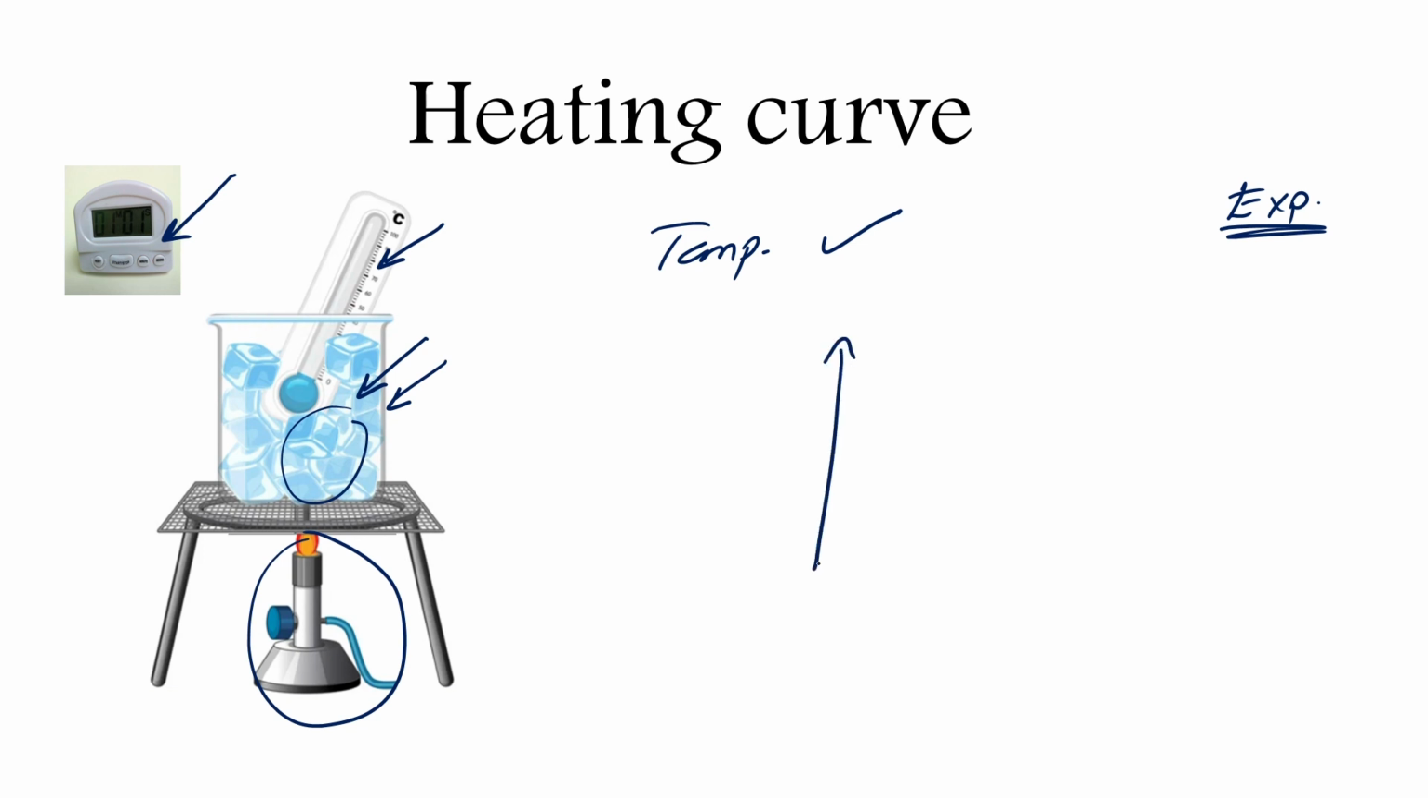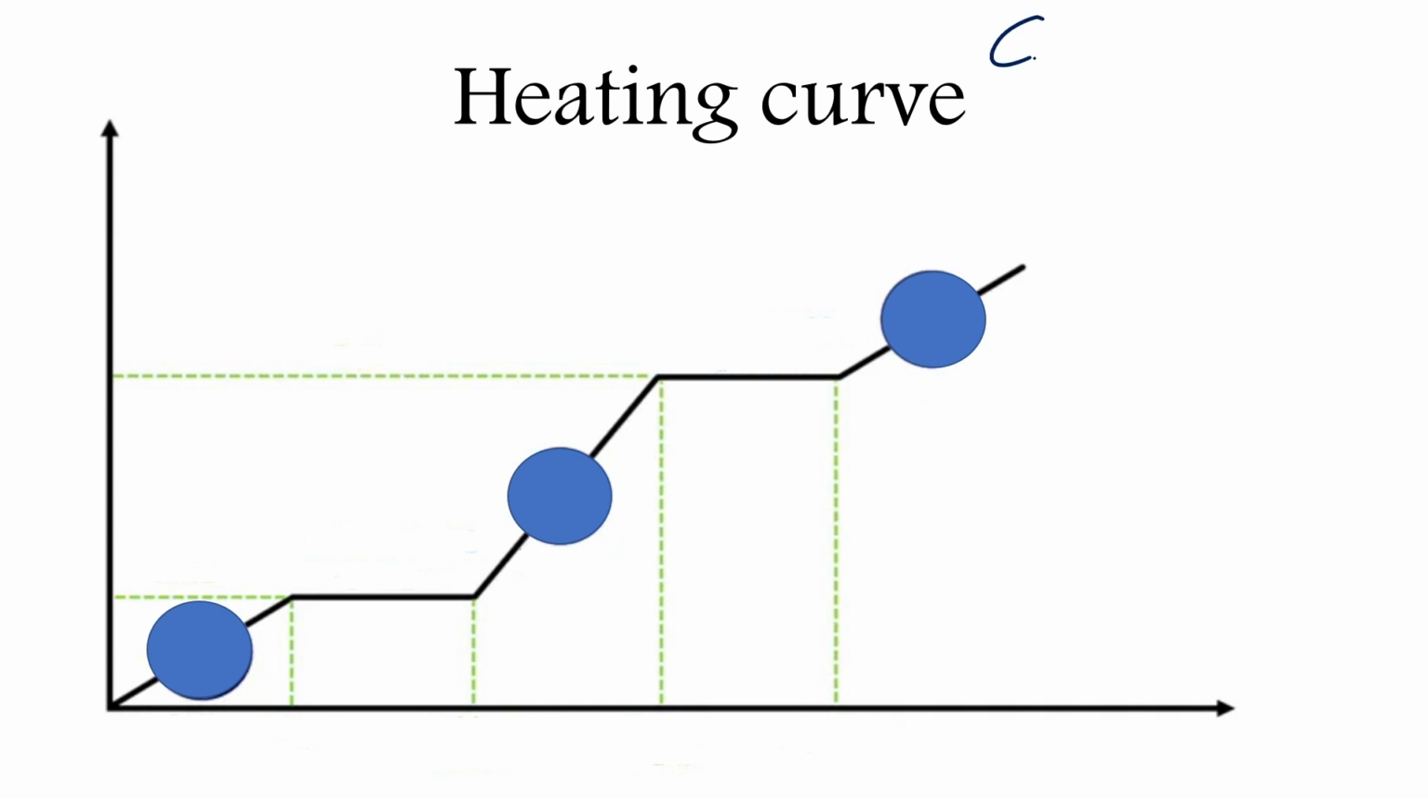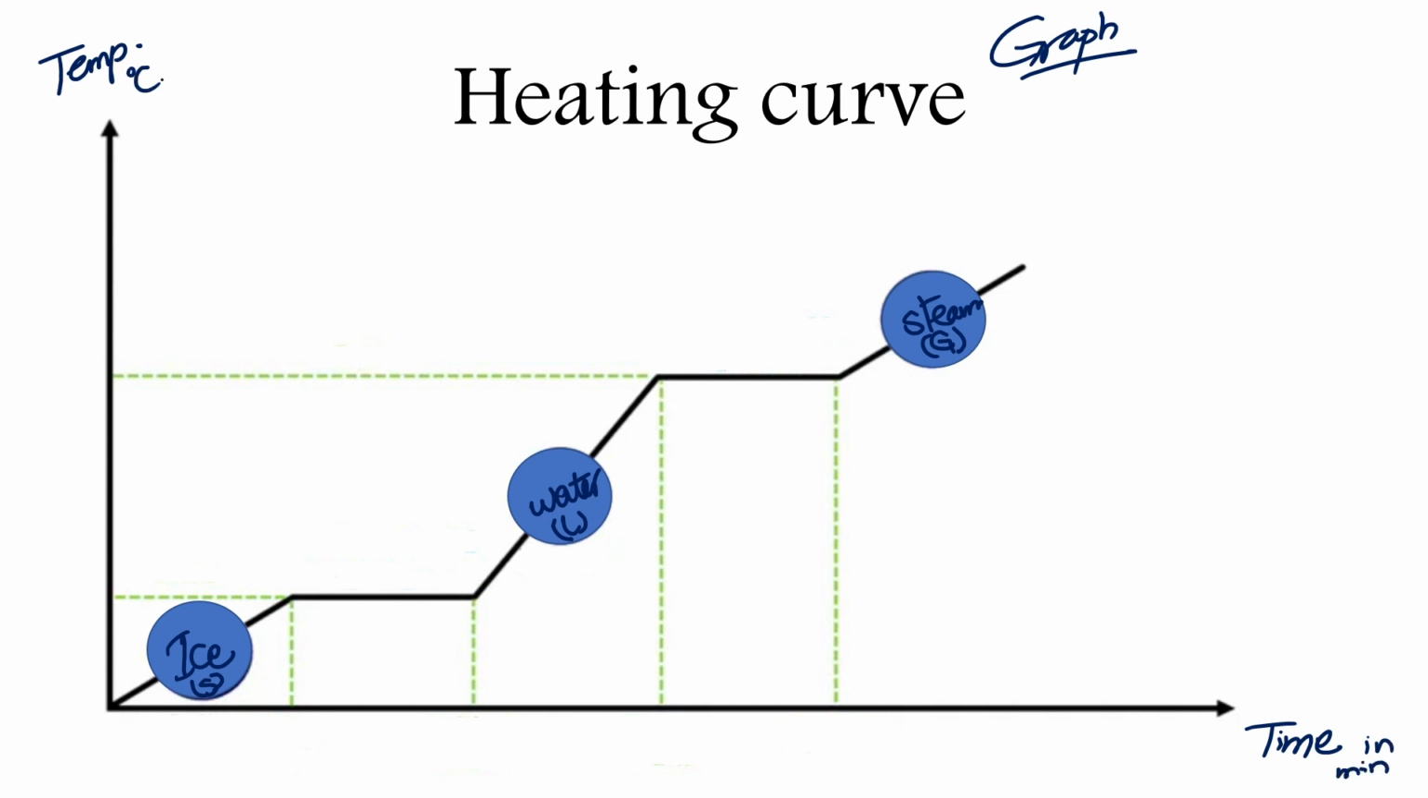Then plot a graph of time versus the temperature of the heating of ice. This is the heating curve. The heating curve is a graph of time versus the temperature for the change from ice to water to steam, in other words, solid to liquid to gas. The time is in minutes and the temperature is in degrees Celsius.